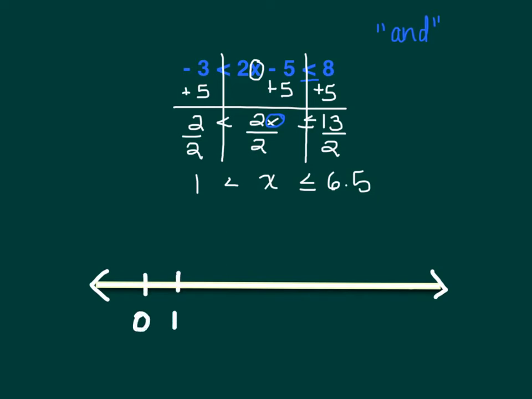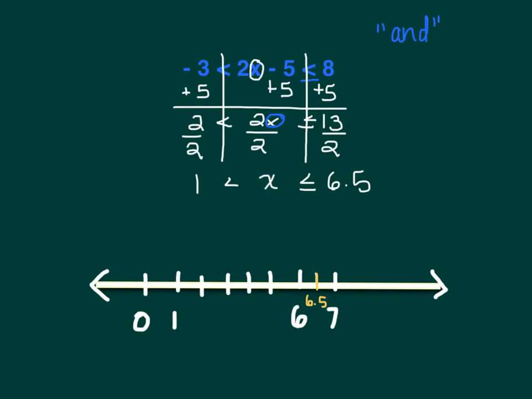Here would be 1. Here's 6. Here is 7. So my 6.5 is going to be in here. All right, and remember, we read from the variable. So this says x is greater than 1.